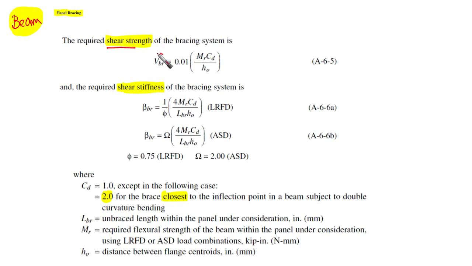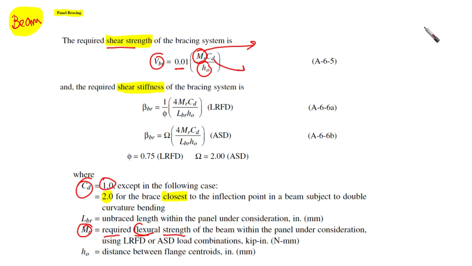So the shear strength VBR equals 0.01 MR CD over h0. MR here is the required flexural strength of the beam within the panel under consideration, using LRFD or ASD load combination. Okay, so this is MR. We are talking about moment or flexural strength. CD is 1. Always we take it as 1, except in the following case.